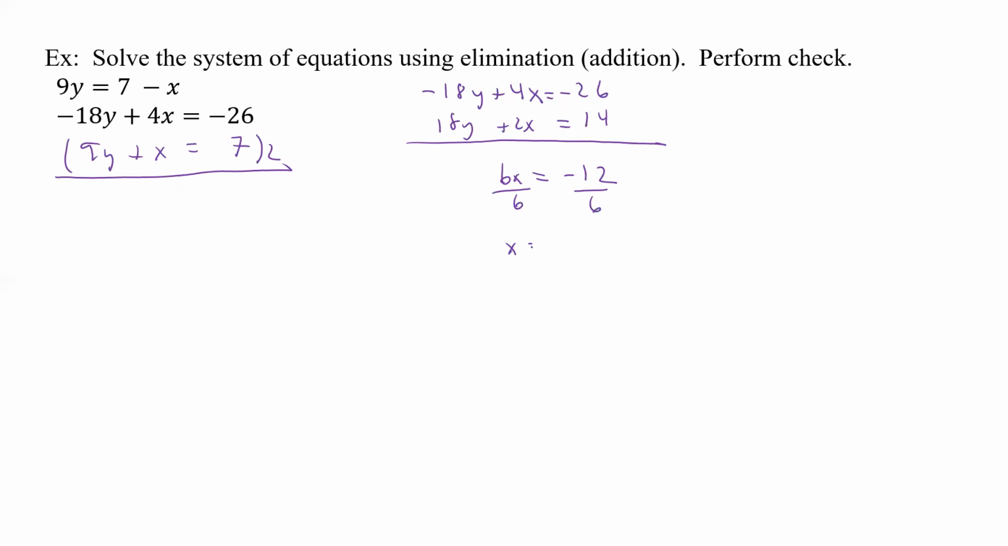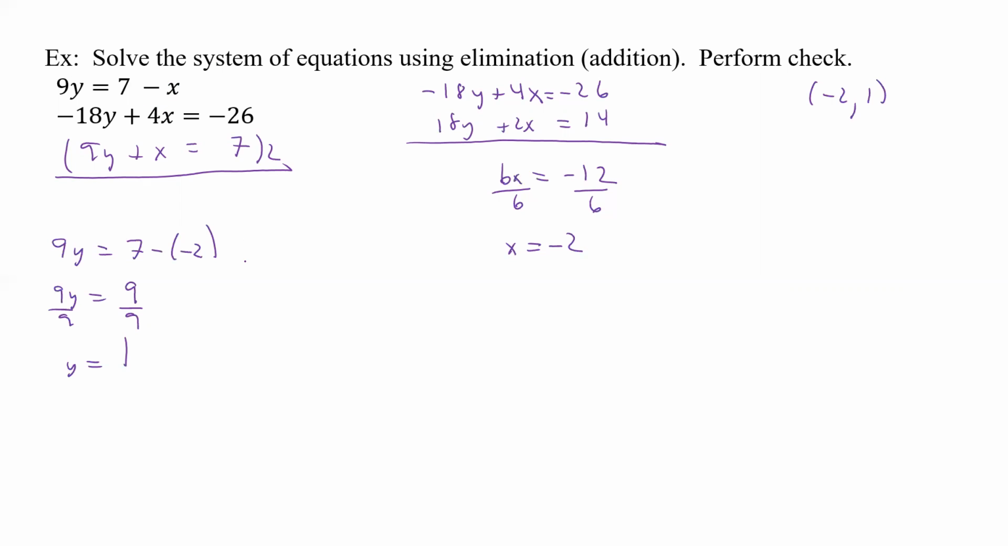Dividing by 6, x equals negative 2, and I've got my first piece. Now, this is going to be kind of easy because now I can say, okay, well, 9y is equal to 7 minus a minus 2. And so I get 9y equals 7 plus 2, which is 9. Divide by 9, and so y equals 1. So now I'm saying my solution is negative 2, 1 for this system of equations.